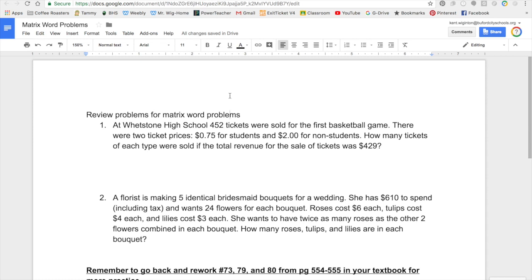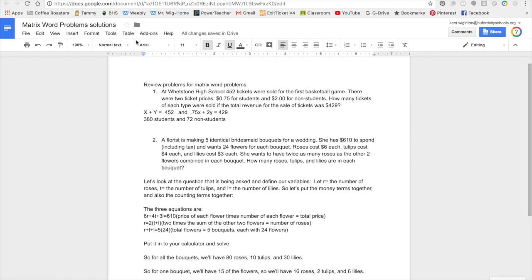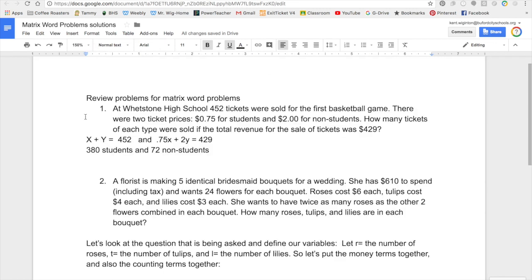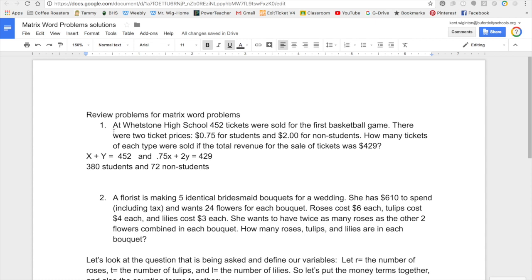The first problem says, at Whetstone High School, 452 tickets were sold at the first basketball game. There were two ticket prices, 75 cents for students and $2 for non-students. How many tickets of each type were sold if the revenue of the sales of tickets was $429? This one should be relatively straightforward. It's a lot easier than the one we did like this in class. And if we look at the solution on this one, then we get this conclusion.